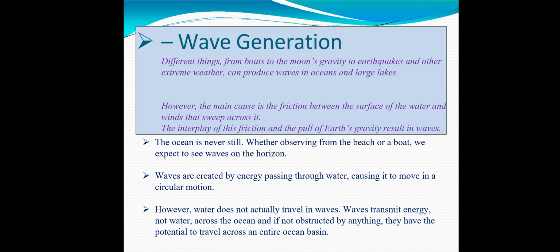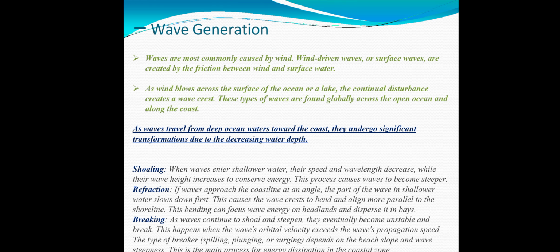And what do we mean by this sentence? That if there is no friction, if there is no obstruction by other forces, then the wave has the potential to travel across the entire ocean basin. So waves are constantly generated because of the common interplay of frictional force between water and wind. Okay, so these are the main causes of wave generation, and now we will move towards the next slide.